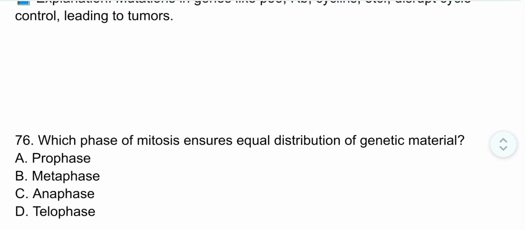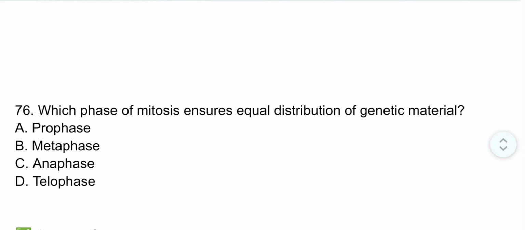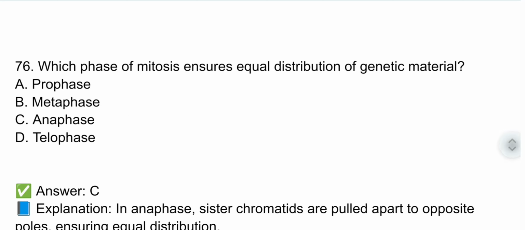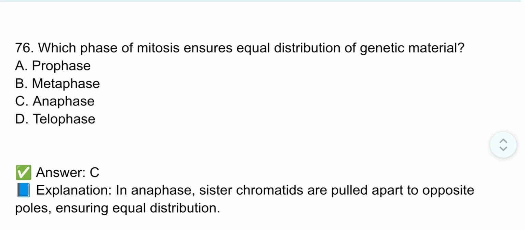Question number 76. Which phase of mitosis ensures equal distribution of genetic material? The correct option is option C, anaphase. In anaphase, sister chromatids are pulled apart to opposite poles, ensuring equal distribution.